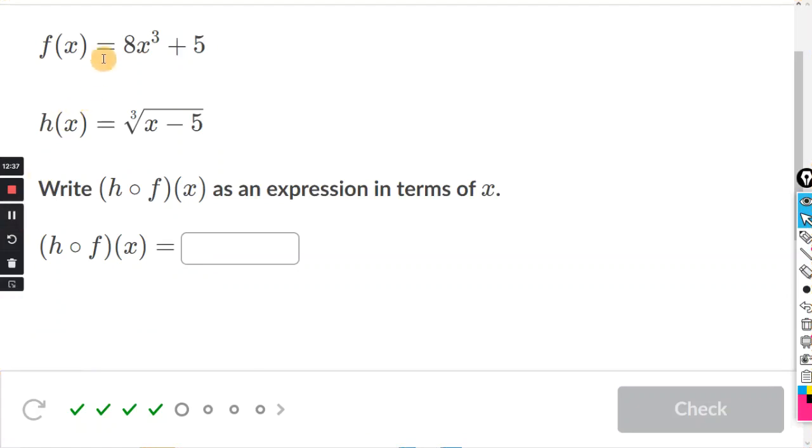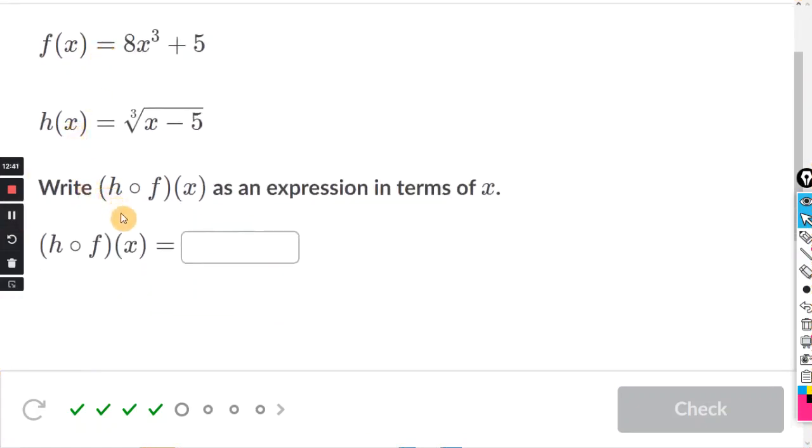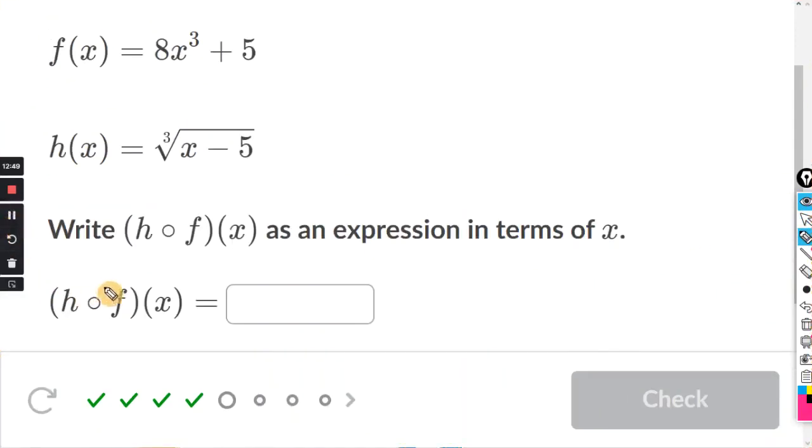Okay, we have our functions f of x and h of x. They want us to write h of f of x as an expression in terms of x. Remember, when you see this little circle, you could think of the word "of." So this is h of f of x.